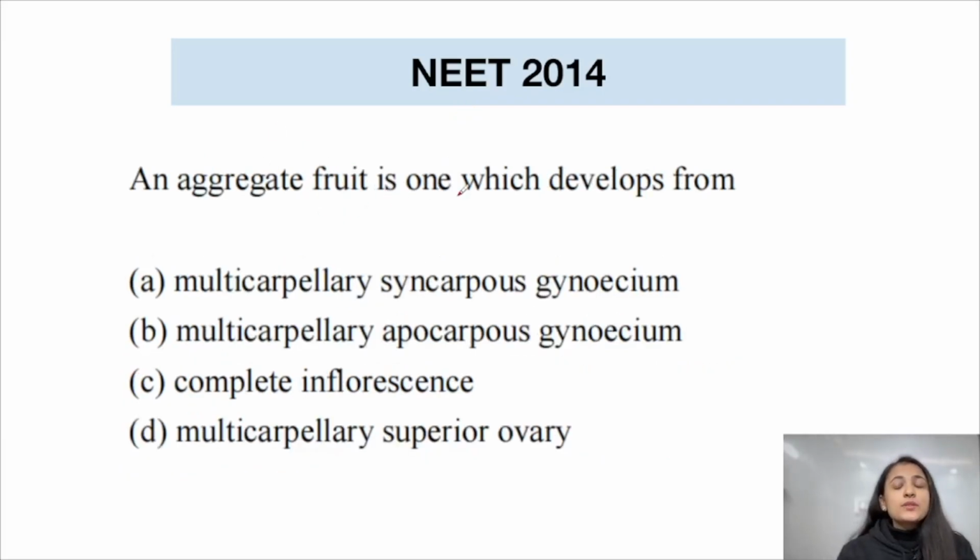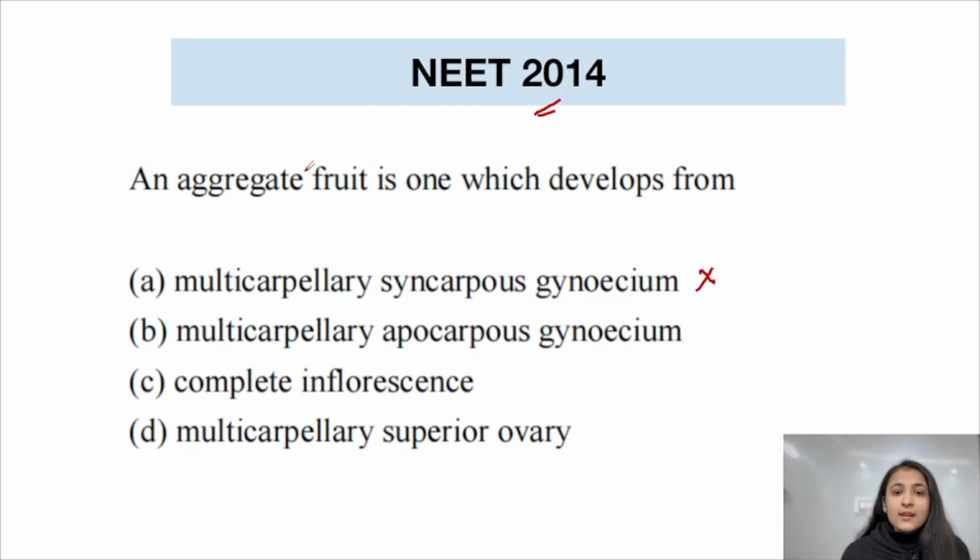An aggregate fruit is one which develops from, NEET 2014. An aggregate fruit develops from a multicarpellary syncarpous gynoecium. No, incorrect, because an aggregate fruit is a collection of numerous fruitlets, and each of these fruitlets develops from a free ovary. A free ovary would be present in a free carpel. So a single flower is there in an aggregate fruit. An aggregate fruit develops from a single flower which comprises numerous free ovaries. That means the apocarpous condition is there.